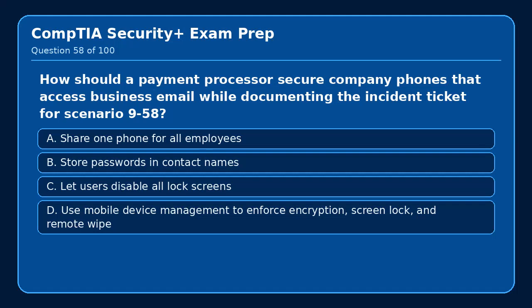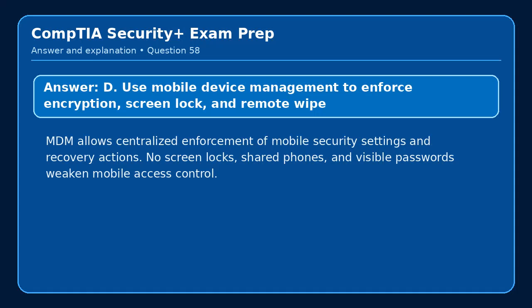Question 60. Which wireless configuration best supports enterprise user authentication at a logistics company before the production rollout for scenario 9 to 60? A. Shared WPA password posted publicly. B. WPA3 Enterprise with 802.1X authentication. C. WEP for compatibility. D. Open Wi-Fi with no encryption. Take a moment to choose your answer.